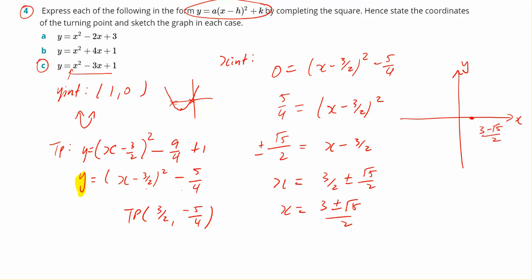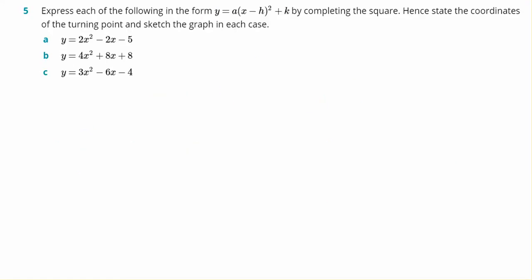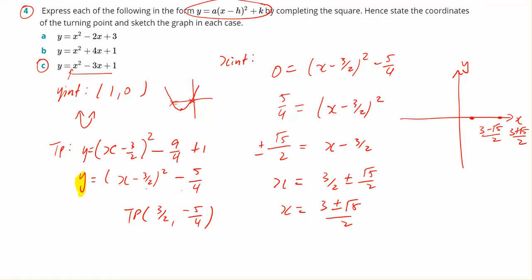And obviously 3 plus root 5 on 2 is going to be definitely in the positive region. So we'll put it over here. 3 plus root 5 over 2. I should try to not make the numbers crowded. So smaller and maybe over here. So 3 minus root 5 over 2. And I know my y-intercept's 1. So I'm just going to put like 1 over here.